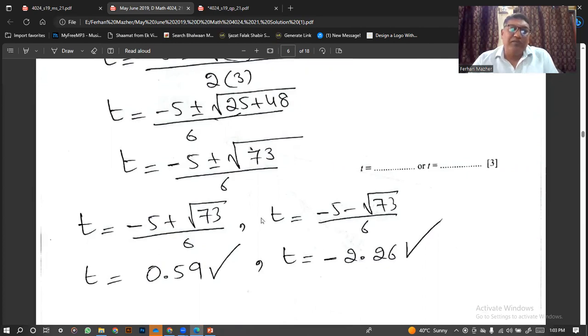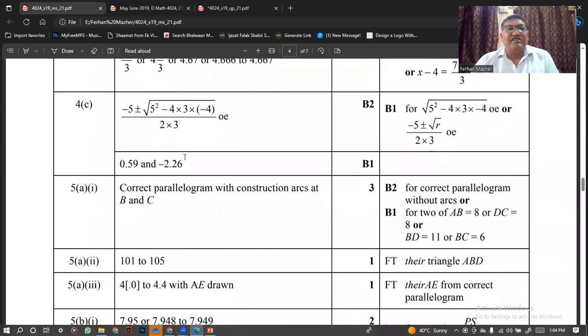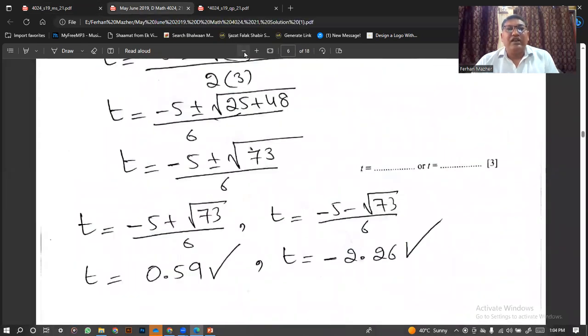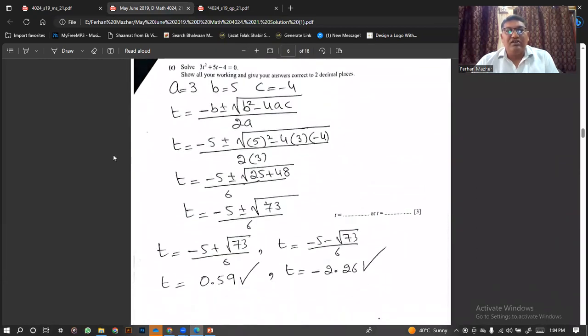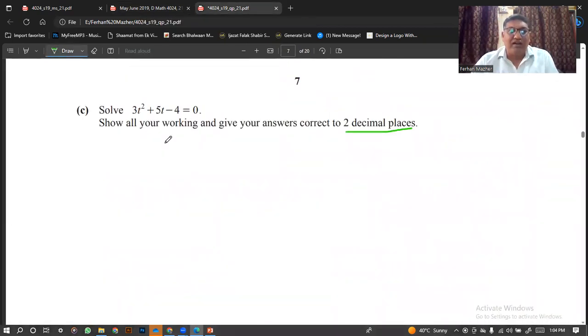And the other option will be t equals minus 5 minus under root 73 divided by 6, and that will be minus 2.26. So let's check. The answers are right, sir. My answers are right. So let me reduce the size so you can see the whole solution. The whole solution of the C part is showing up on your screen. We were using the quadratic formula.